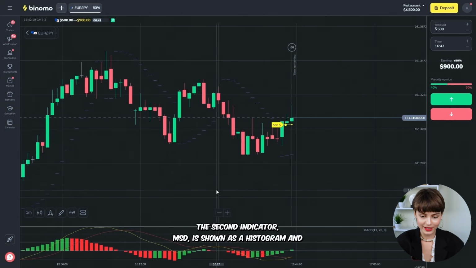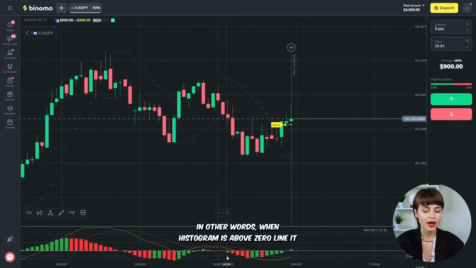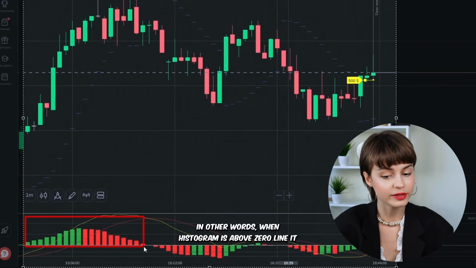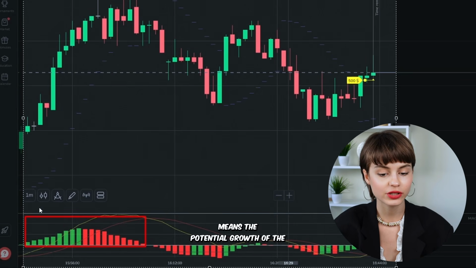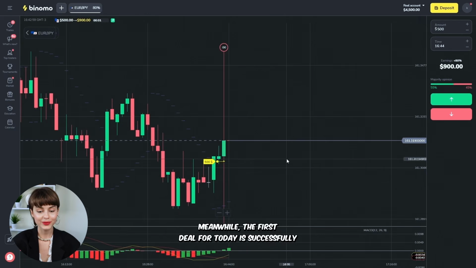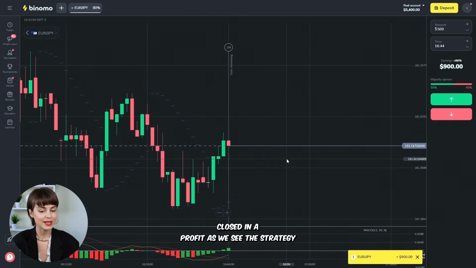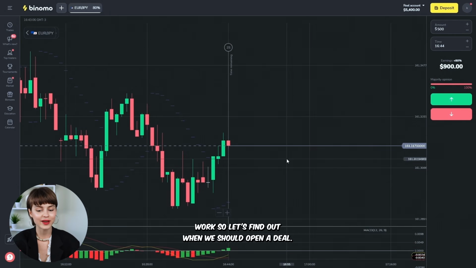The second indicator, MACD, is shown as a histogram and shows the difference between two moving averages. In other words, when the histogram is above the zero line, it means potential growth of the prices, and when it's lower, a fall. Meanwhile, the first deal for today is successfully closed in profit as we see the strategy works, so let's find out when we should open a deal.